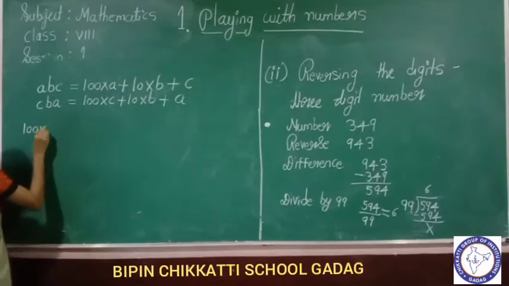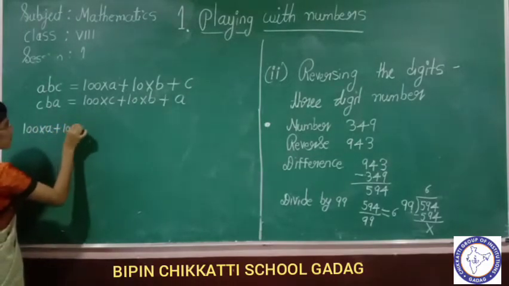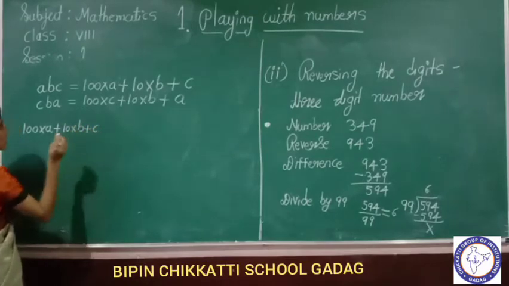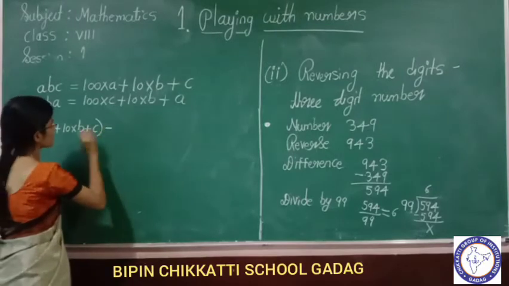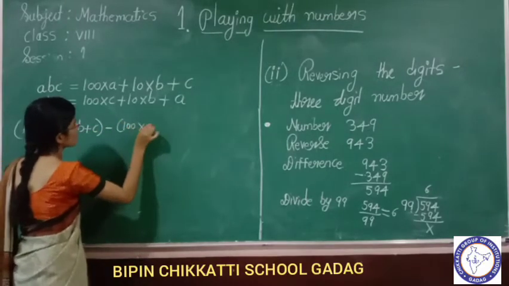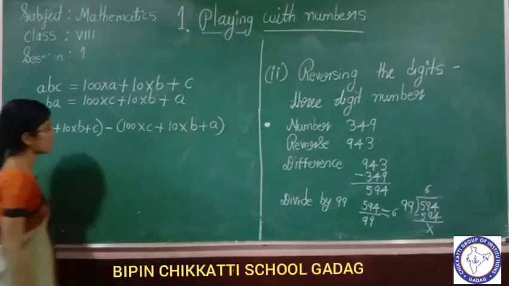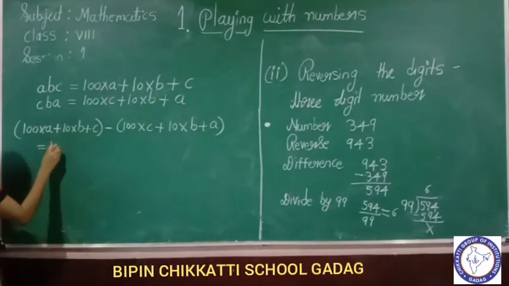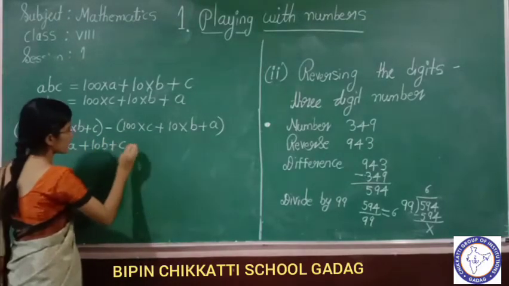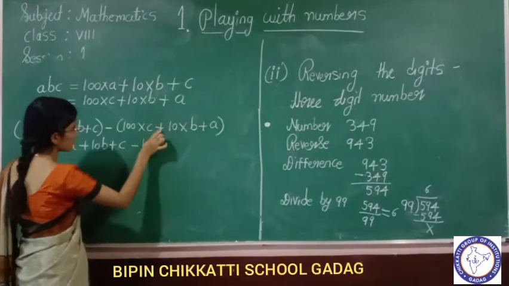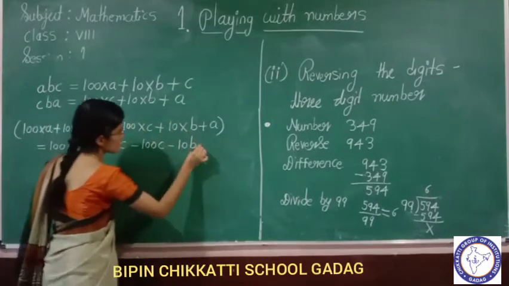100 into A plus 10 into B plus C, subtraction, 100 into C plus 10 into B plus A. Now what did we get here? 100A plus 10B plus C minus 100C, minus 10B, minus A.